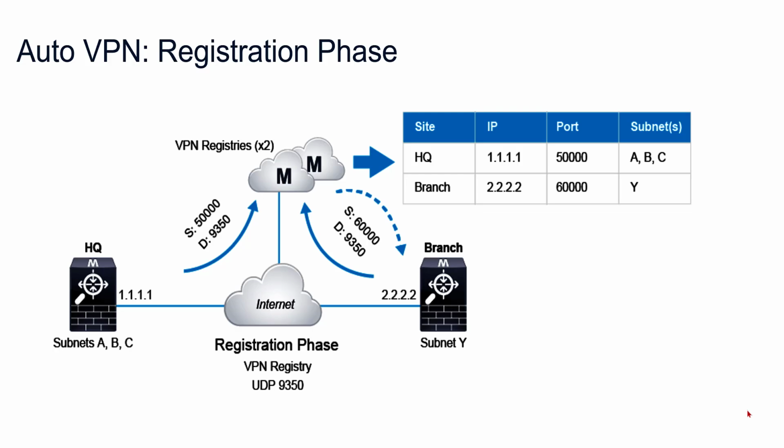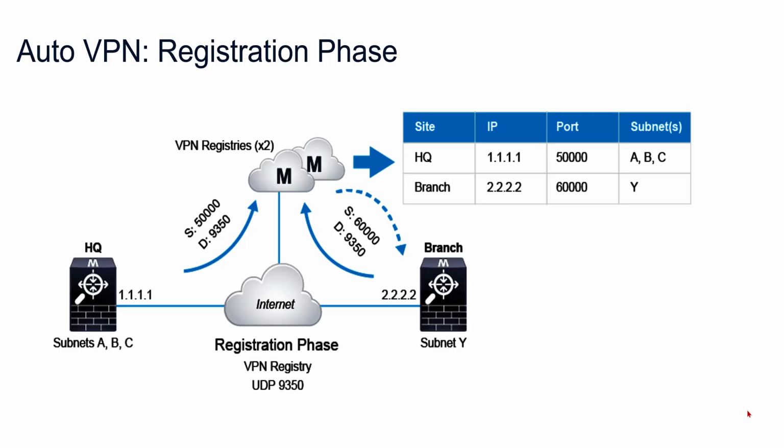Now, what happens after the registration? Once both sites register, then the registry shares that information between its peers. HQ learns how to reach the branch, and the branch learns how to reach the HQ. And then this is the precursor to set up the VPN tunnels in the next phase.